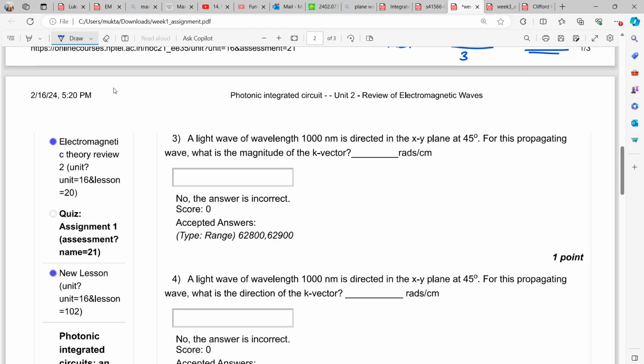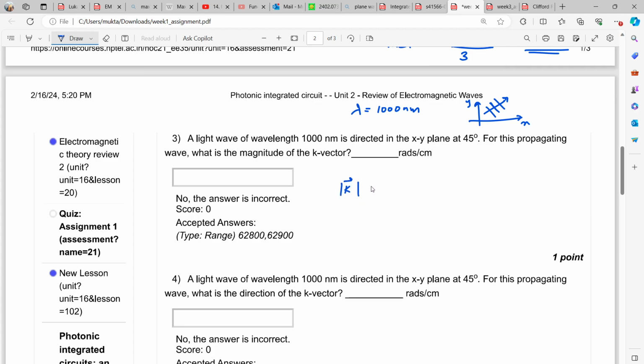Okay, so the next question is, a light wave of wavelength 1000 nanometer is directed in the xy plane at 45 degrees. They have given us the wavelength, lambda is 1000 nanometers, and it's directed in the xy plane at a 45 degree angle. We can imagine it to be a plane wave. For this propagating wave, what is the magnitude of the k vector?